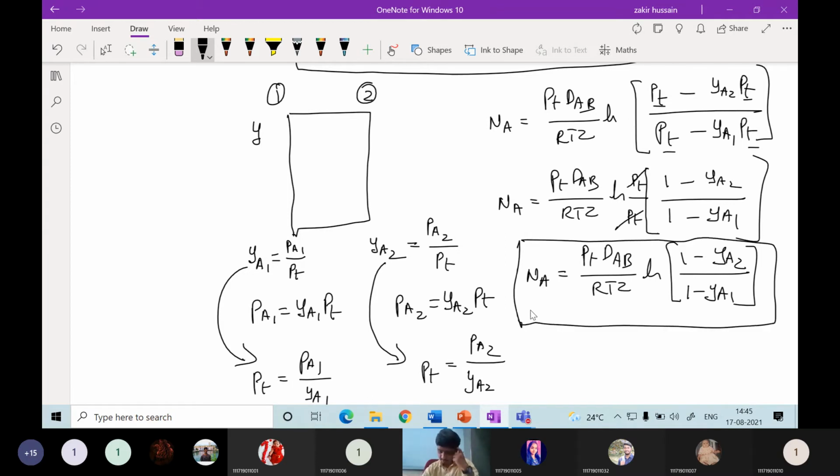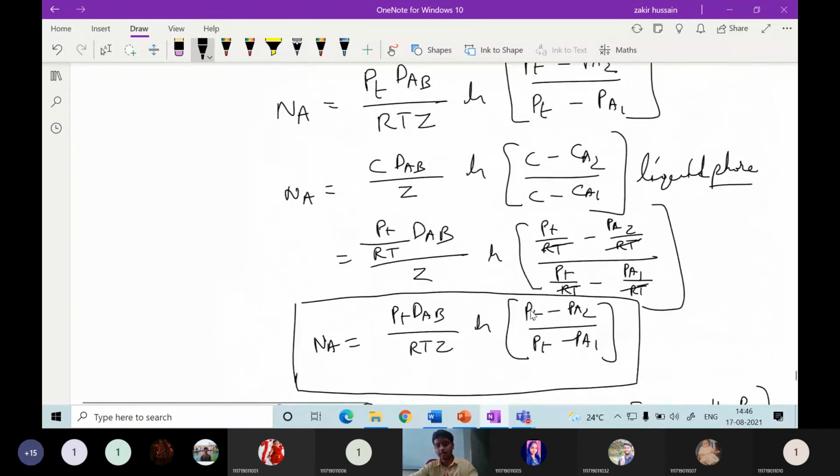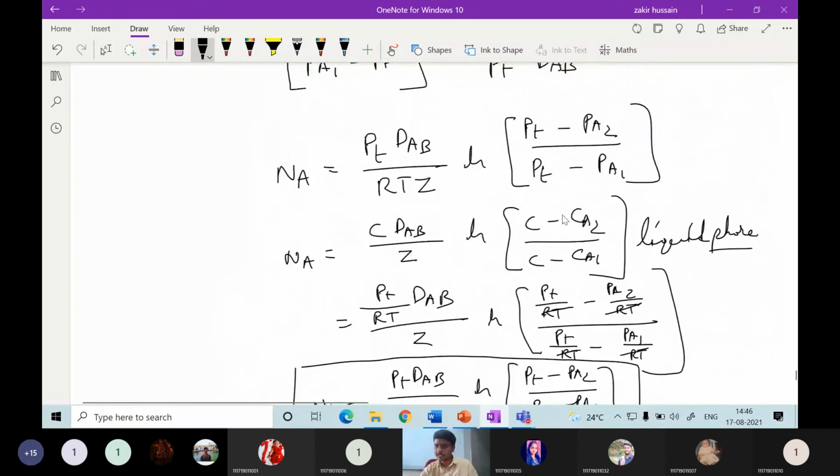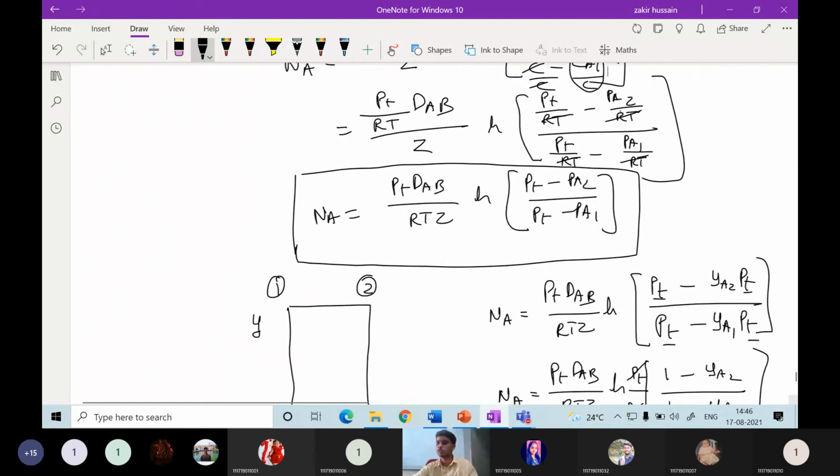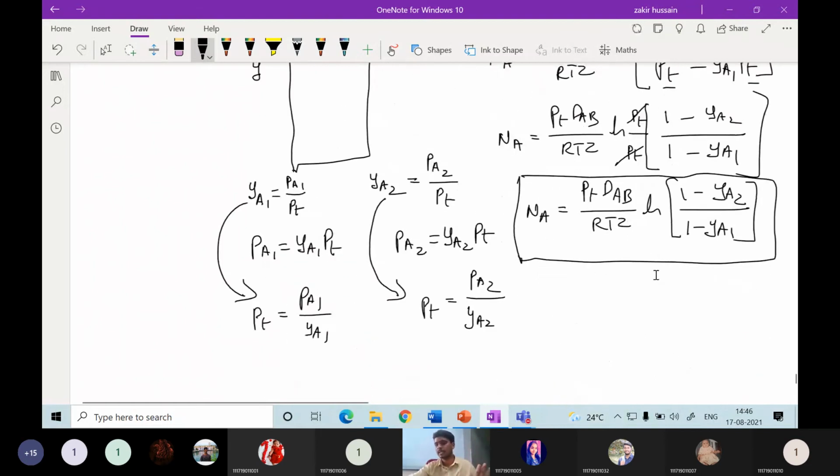Any confusion? No, sir. Okay. The last one we did for the liquid phase, I told you to divide within the ln with capital C. Then the C will be cancelled, Ca2 by C, individual concentration by total concentration, that is Xa2, and Ca1 by C, which is Xa1. Like this I have told you. Otherwise, in this way also you can use. Either way is a valid way.